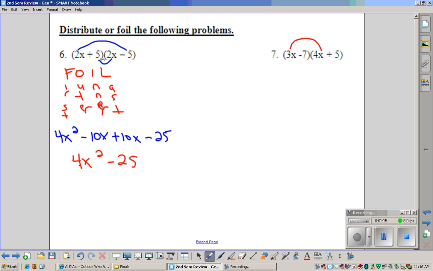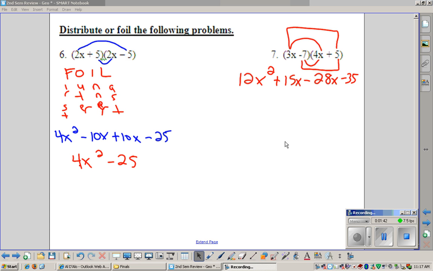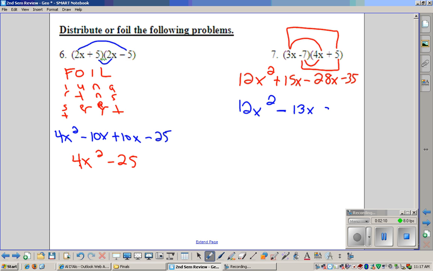Okay? So first times first would be 12x squared. Outside numbers, x. Inside numbers, negative 28x. And the last numbers, negative 35. So now we'll combine like terms and end up with this. Combining those two, I believe you get negative 13x minus 35. And that's distribution or FOILing. On to the next problem.